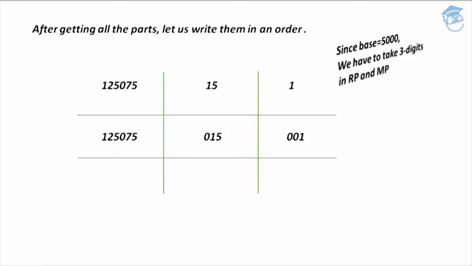125,075,015,001, and therefore we can say that 5001 cubed equals 125,075,015,001. So friends, this is how we can use Yavadunam Sutra in finding the cube of a 4-digit number when the base is 5000.